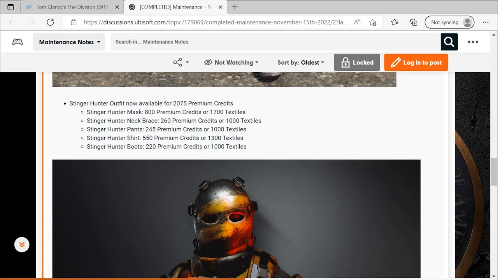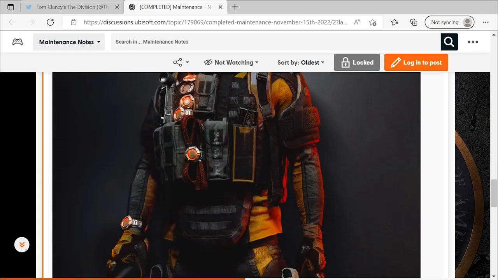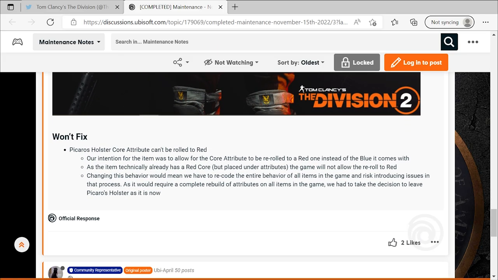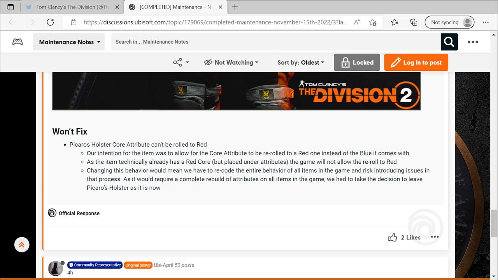And then we come to the very last change here, which is going to be the one that is going to upset a lot of people. And like I said, rightly so. But let's go over it and let's talk about it. They're in this category of won't fix. We have Picaro's holster can't be rolled to a red. I'm just going to read word for word what they said.